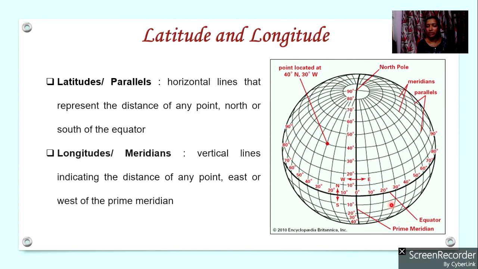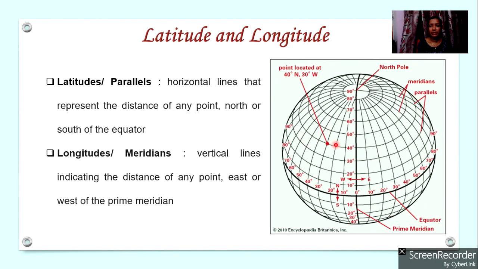So this is the schematic representation of the Earth, and here latitudes or parallels are shown, these circles. These horizontal circles on the Earth's surface are known as latitudes or parallels. And these horizontal lines represent the distance of any point north or south of the equator. So these latitudes give the distance of any point on the Earth's surface from the equator, either north or south of the equator.